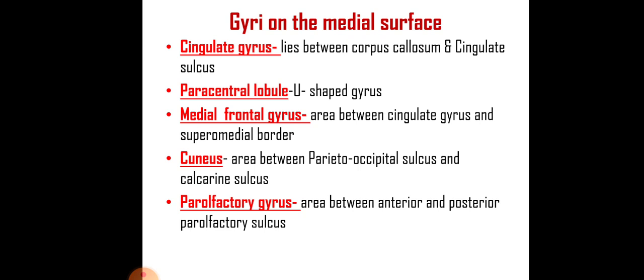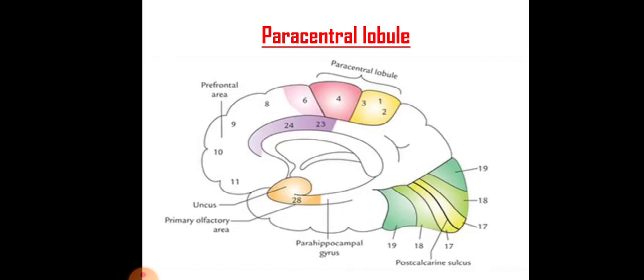Then gyri on the medial surface are cingulate gyrus. It lies between the corpus callosum and the cingulate sulcus. Paracentral lobule, it is a U-shaped gyrus on the medial surface. Then medial frontal gyrus, it is the area between the cingulate gyrus and the superomedial border. Cuneus, area between the parieto-occipital sulcus and the calcarine sulcus, it is lying on the posterior side. Then parolfactory gyrus, it is the area between the anterior and the posterior parolfactory sulcus.